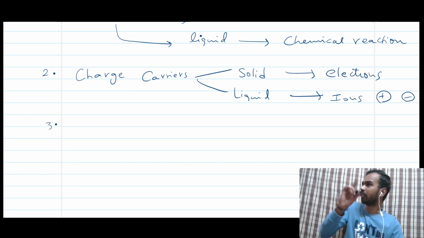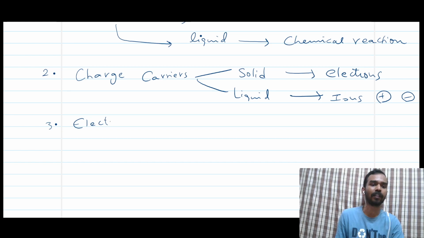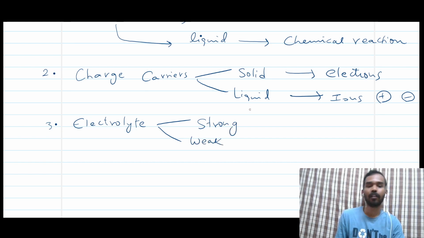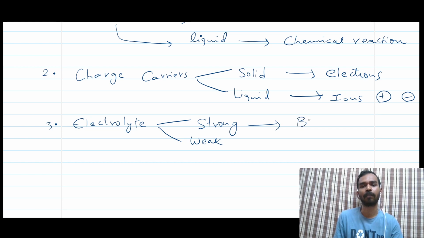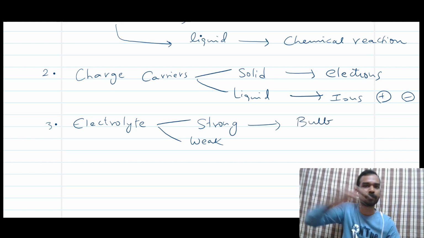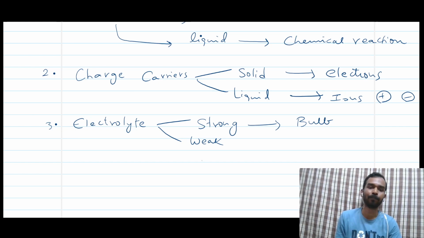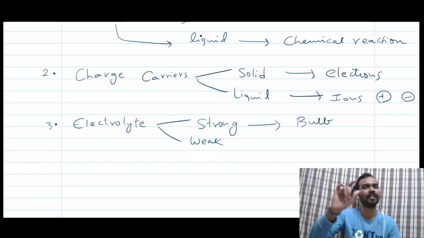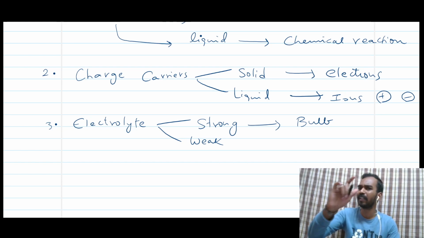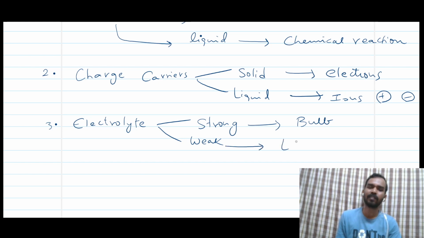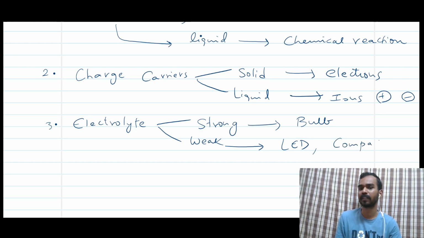Then you have the terminology. A conducting liquid is called the electrolyte. It could be strong or weak. If it is strong, you can detect it using a common bulb because it has more ions, more electric conductance, so the bulb will glow. Weak electrolyte has fewer ions, therefore less electric conductance, therefore less electric current. So you should use something special like an LED or a compass. Compass uses magnetic field, electric field to magnetic field conversion.